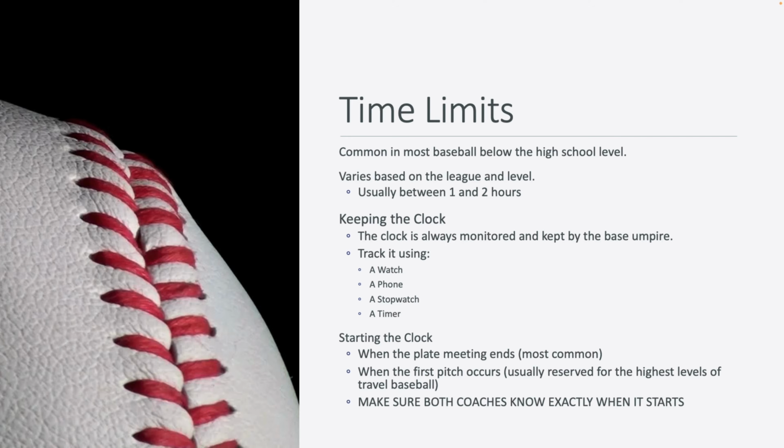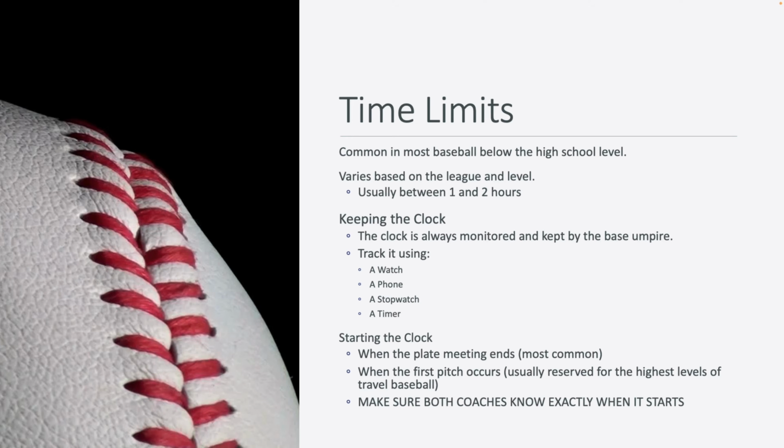Almost every baseball game played below the high school level will have a time limit, and usually that time limit will be anywhere between 1 to 2 hours. It's important to always double check what the time limit is supposed to be for the game you're working, and always bring it up to the coaches at the plate meeting. Usually, the base umpire is the one who will keep the clock. They can track it in a number of ways, including using a watch, a phone, a stopwatch, or a timer.